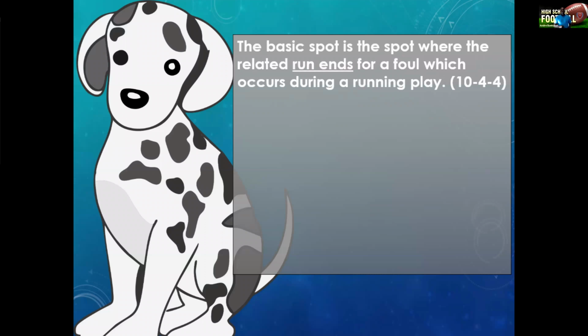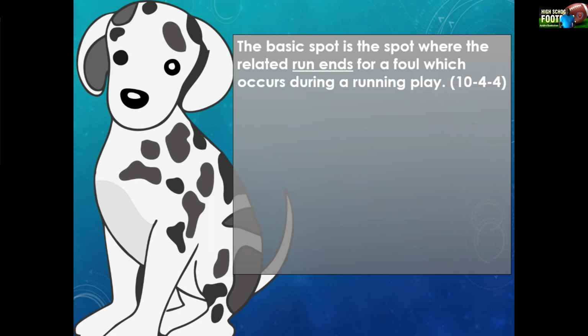So the basic spot where the related run ends for a foul which occurs during a running play. So let's talk about the basic spot for a running play, and we're getting the basic spot for a loose ball play. Again, I want to finish this class. It might be a little over an hour.